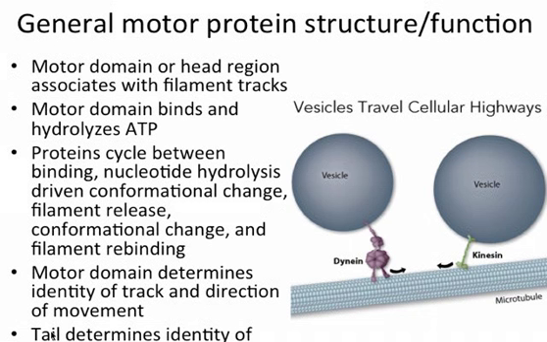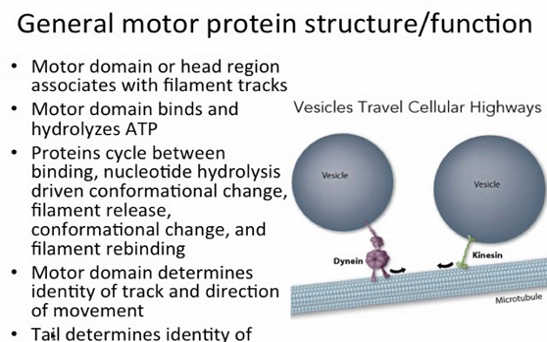There are some general things that you can believe about motor proteins. They all have a motor domain, or a head region, which associates with the filament tracks. So that's going to be down here. You can think of your microtubule or actin as a track upon which your motor protein is going to move, and it binds and hydrolyzes ATP. And then you're going to have a tail region, which is going to bind to the cargo. The tail region is often going to determine the identity of the cargo.